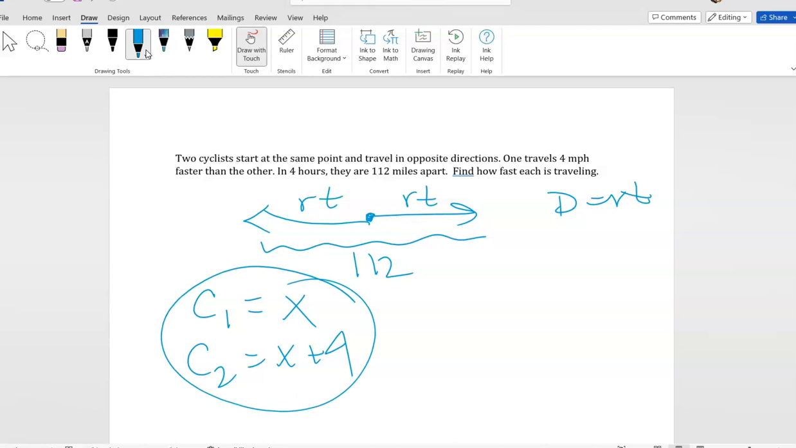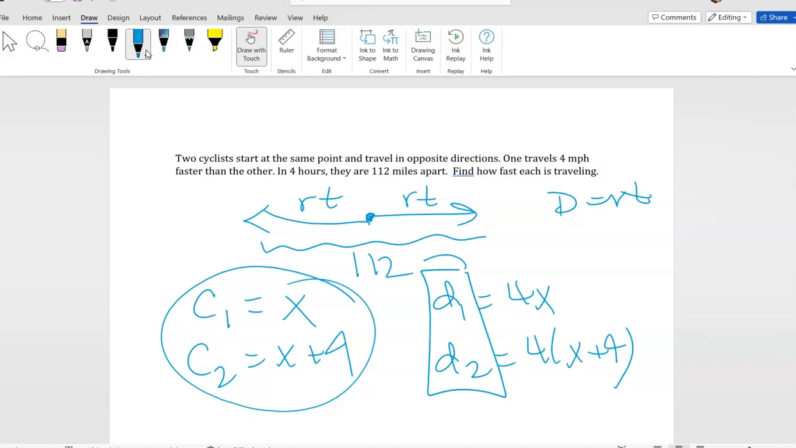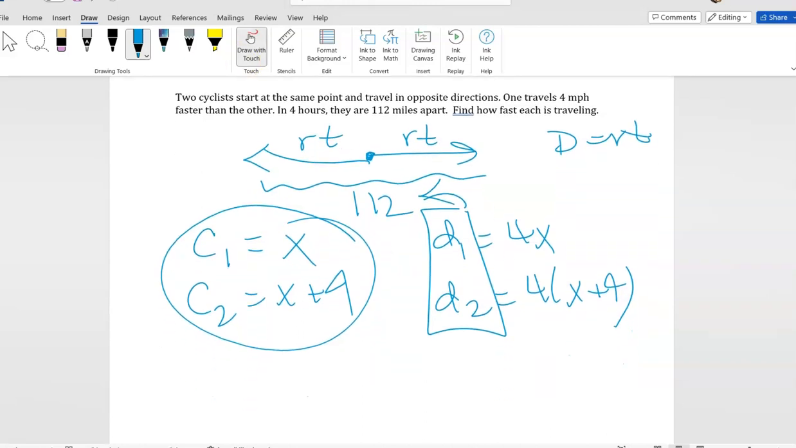But coming up here, I want to find distance, right? So I've got distance 1 here. Well, they've gone 4 hours. Distance 2, I've also gone 4 hours. These, though, have to equal 112. So I know that distance 1 plus distance 2 equals 112. So this really is my equation 1. I've kind of put this all together.